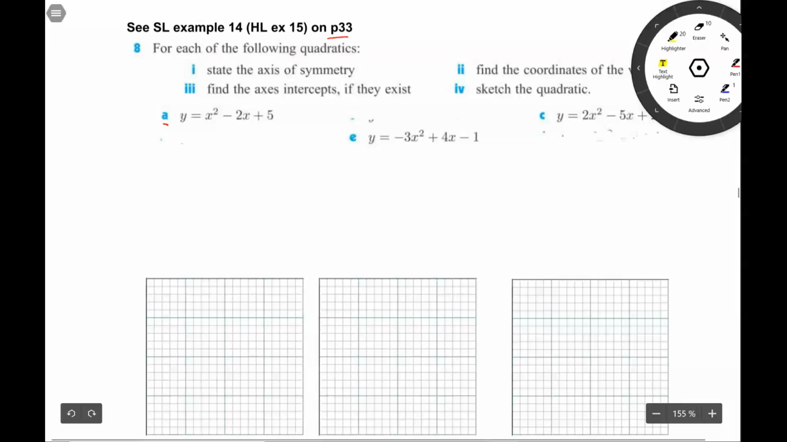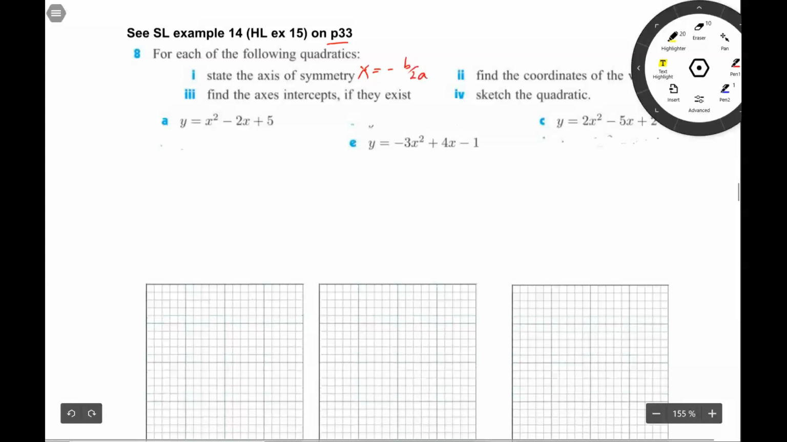We're going to find various characteristics of the quadratic, and then we're actually going to graph it. So the first thing we're going to do is find the axis of symmetry. Remember, the axis of symmetry can be found by x equals negative b over 2a, and that is written in the formula sheet. You don't need to memorize it.